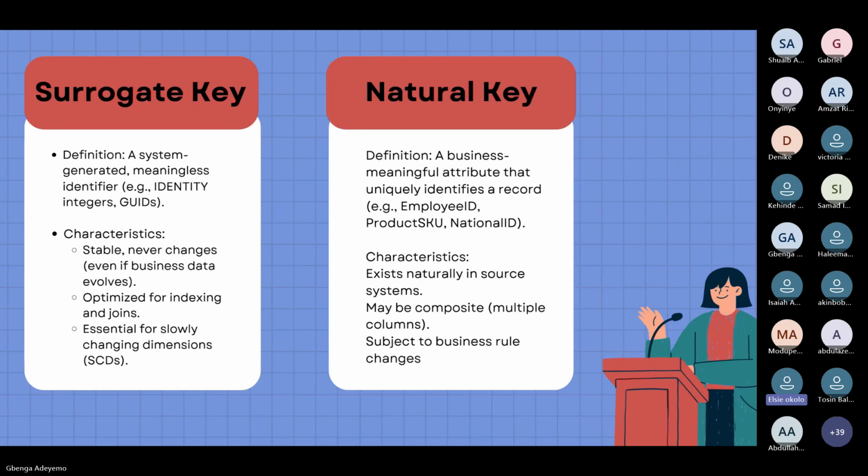Slowly changing dimensions are dimensions that change over time. Let me give you an example. Let's say I have a business, and in that business I make a soap, and I called it Sunlight Soap. Now, over the years, I want to rebrand this soap. There are different types of slowly changing dimension: type 0, type 1, type 2, type 3.